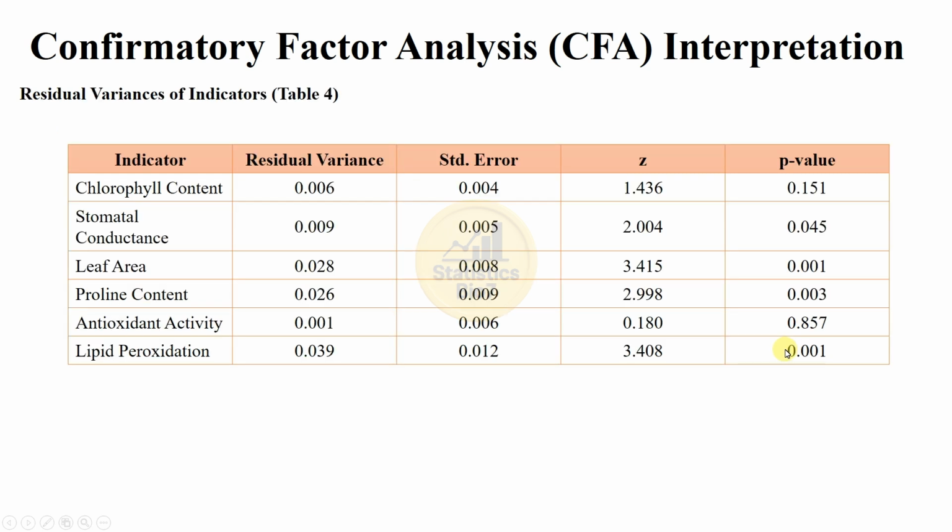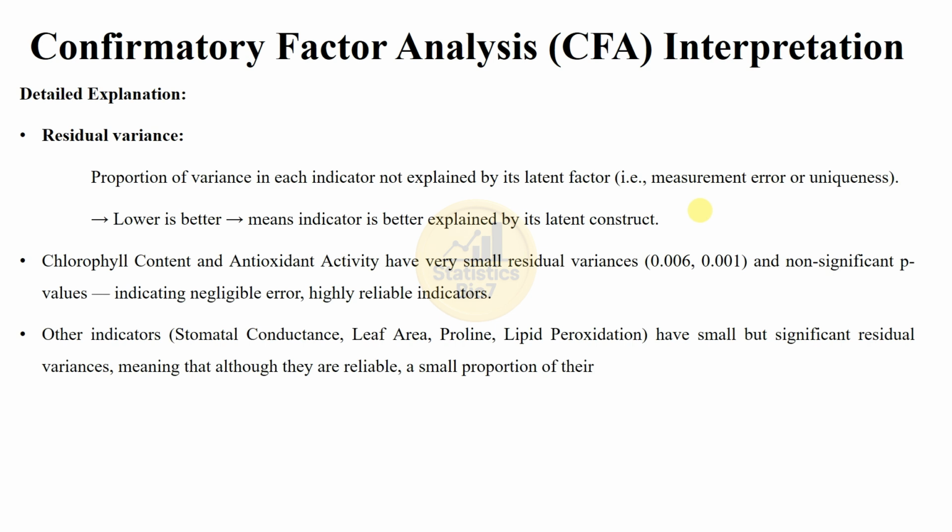The fourth table is for the residual variations of indicators. The indicators present the variations for the variables: chlorophyll, stomatal, and leaf area, proline, antioxidant, and lipid. The residual values, standard error, Z value, and P value are presented in the table. Table 4 details the residual variations.